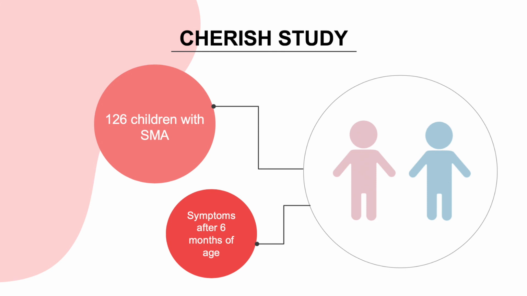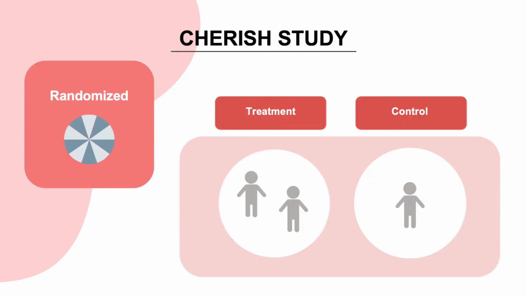An additional study we will explore is the CHERISH study. The CHERISH study was conducted on 126 children with SMA that exhibited symptoms after 6 months of age, which is considered later onset. The children were randomized into a Spinraza treatment group or a control group without treatment in a 2-to-1 ratio.